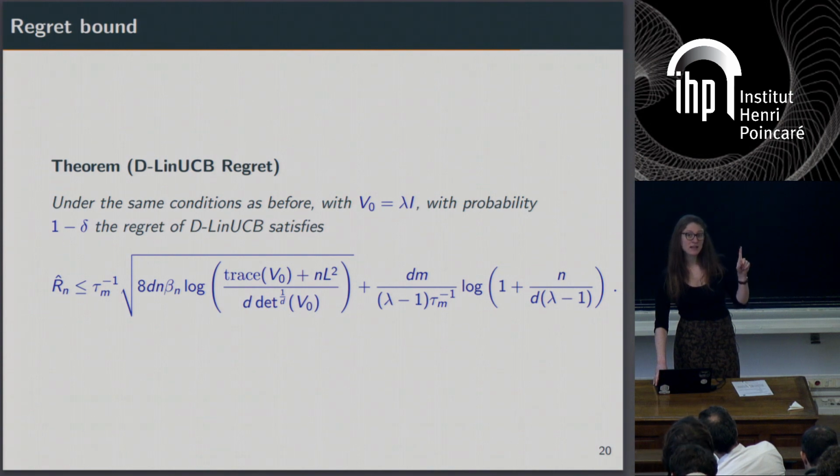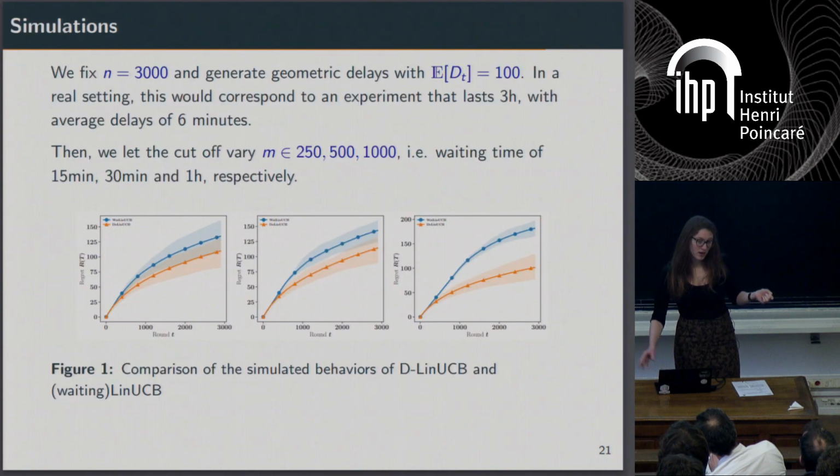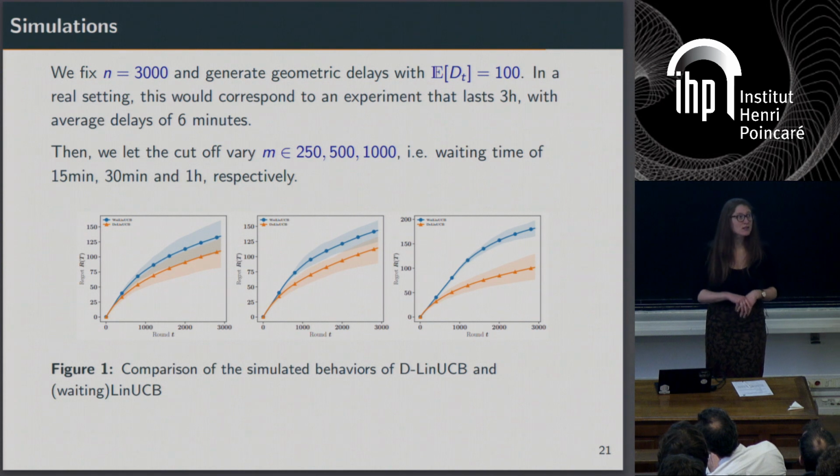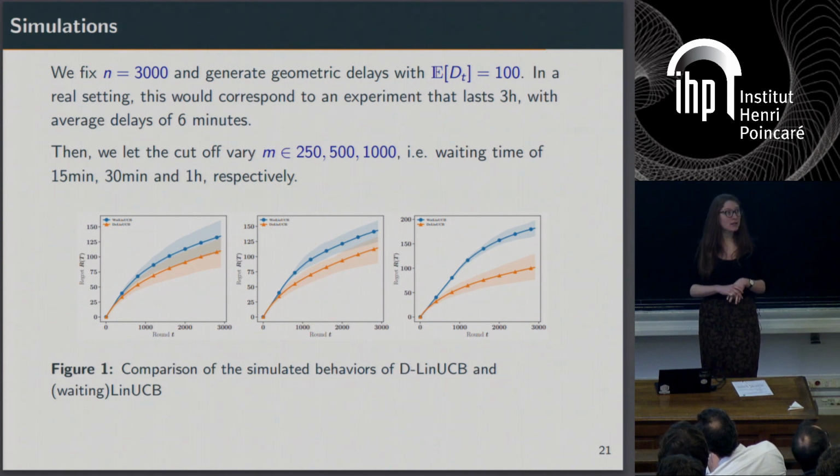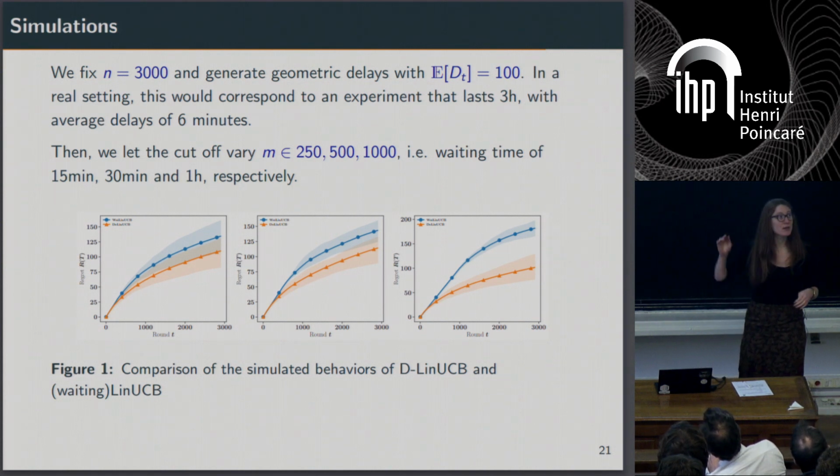And the only thing that I have is a dependency in 1/tau m, which is the delay, the fact that I'm learning with only tau m of my data. So, yeah, it's not a big modification compared to LinUCB. And in practice, just to show how it works, I have run an experiment.